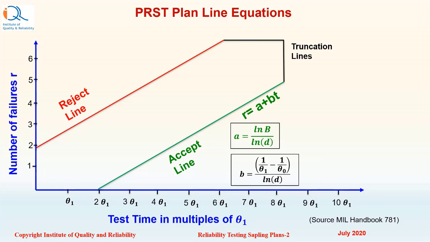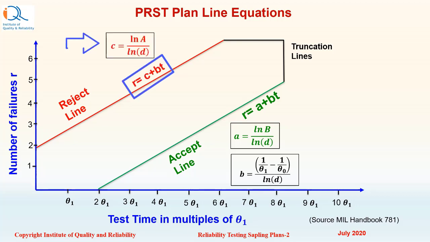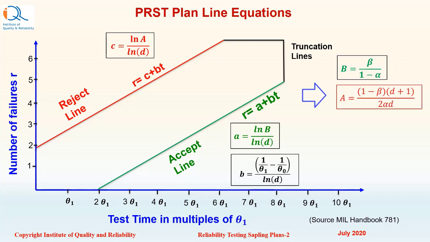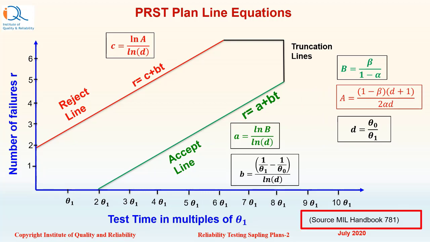Now let us look at the equation of the reject line, which is R is equal to C plus BT, where C equals ln capital A upon ln D. So what are the values of capital A and capital B constants? Capital B equals beta upon 1 minus alpha, where beta is the consumer's risk and alpha is the producer's risk. Value of A is equal to 1 minus beta upon D plus 1 upon 2 alpha D, where D is the discrimination ratio theta 0 upon theta 1. I am using Mill Handbook 781 as the source for this information.